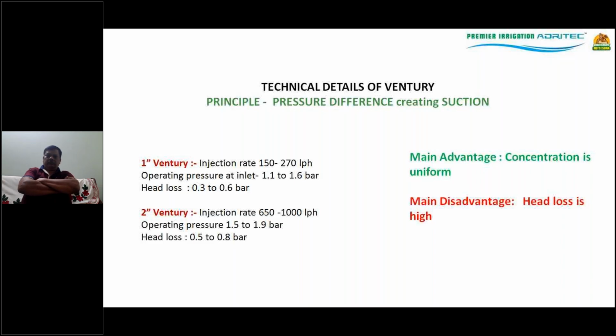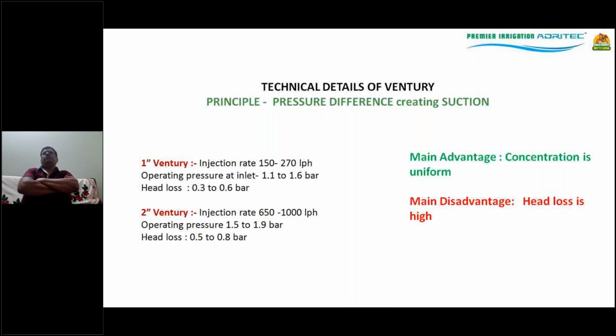If I have a 100-liter drum, within about half an hour I can inject the entire fertilizer. If I have a 2-inch venturi, that will get injected in 15 minutes. So where do I use a 1-inch venturi? I can use a 1-inch venturi for small farms, and always it is good to inject the fertilizer slowly. A 2-inch venturi is generally preferred in a farm which is quite big, where I need a large area to be covered, or the area of my irrigated area is long. There I can go for a 2-inch venturi.